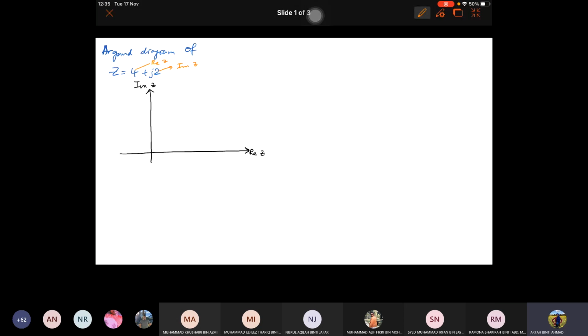So kita nak buat plot, katakan 4 dekat sini and then 2 dekat sini. Dua-dua adalah nombor yang positif. So maybe the intersection of the point will be somewhere here. Okay. So you are going to have the Argand diagram untuk this one is something like this. Where Z sama dengan 4 tambah J2. Okay. So this is the Argand diagram for the first one.